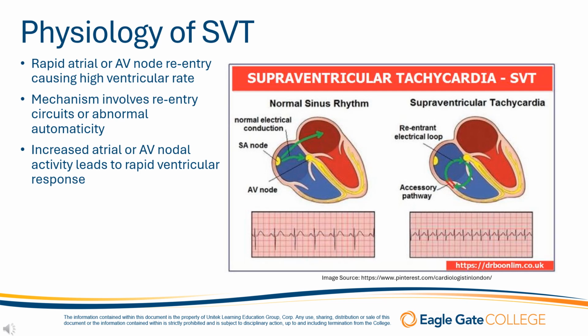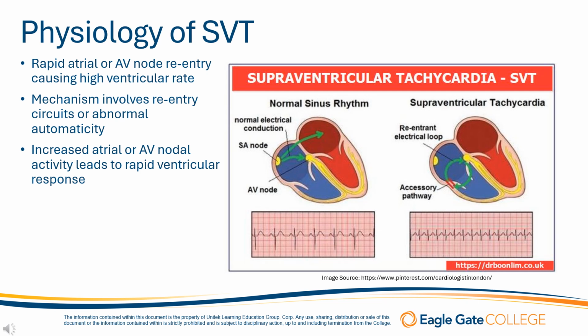One of the main mechanisms of SVT is the presence of re-entry circuits. In a normal heart, electrical impulses follow a single pathway from the atria to the ventricles. However, in SVT, a re-entry circuit forms when an electrical impulse continues to travel in a loop within the atria or between the atria and the AV node. This looping impulse repeatedly stimulates the heart, leading to a rapid and continuous cycle of depolarization.